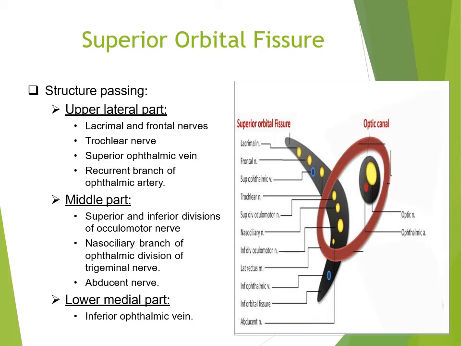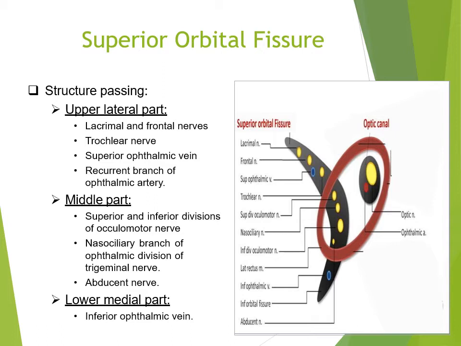In the upper part, the lacrimal and frontal nerves, the trochlear nerve, and veins, that is the superior ophthalmic vein, and the recurrent branch of the ophthalmic artery pass. In the middle, we have the superior and inferior divisions of the oculomotor nerve, the nasociliary branch of the ophthalmic division of the trigeminal nerve, and the abducens nerve. And in the lower part, only a vein passes, that is the inferior ophthalmic vein.